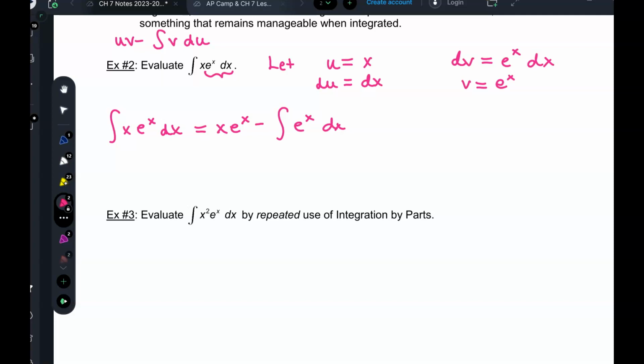Yeah. So what do we get? Just x e to the x minus e to the x plus c. Perfect. All right. Good.